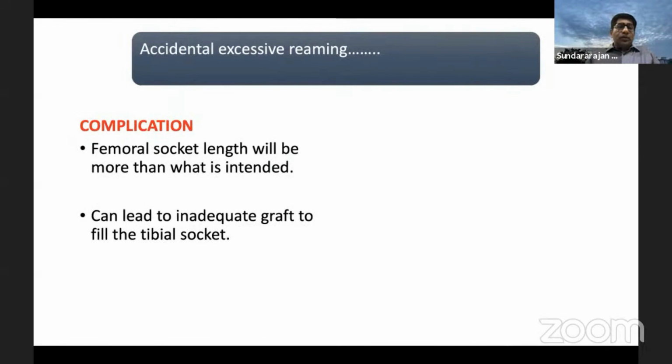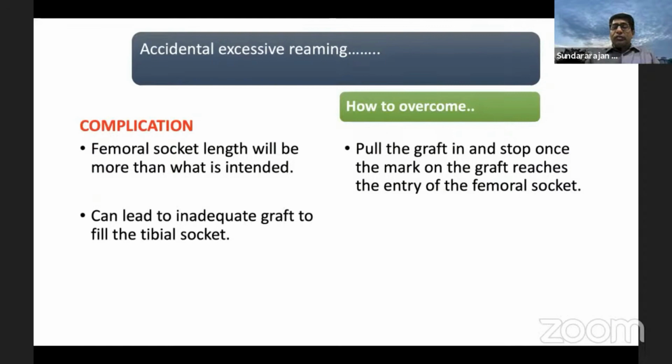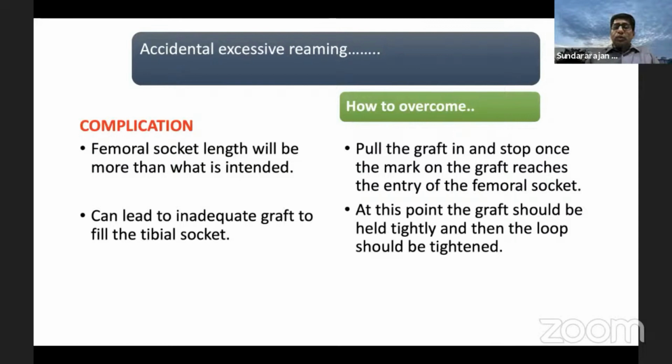As I told, sometimes you can do excessive reaming of the socket, but still you can correct it by pulling the correct length of the socket which you measured. Then you can do the counter pull and tighten the knot over there without worrying about the graft tunnel mismatch. So pull the graft and stop once the mark in the graft reaches the re-entry of the femoral socket. Then you tighten the loop. That means that you don't pull the excessive graft inside the tunnel.